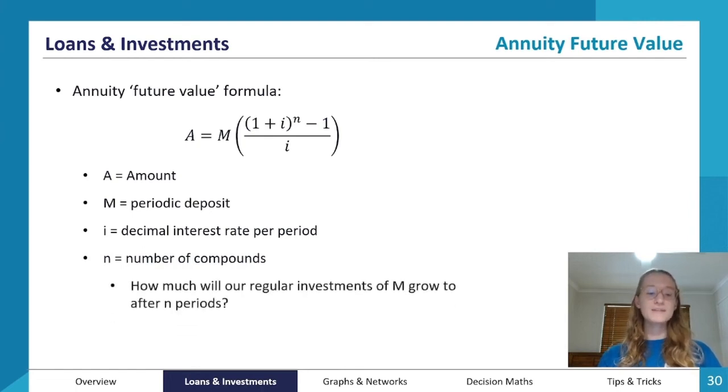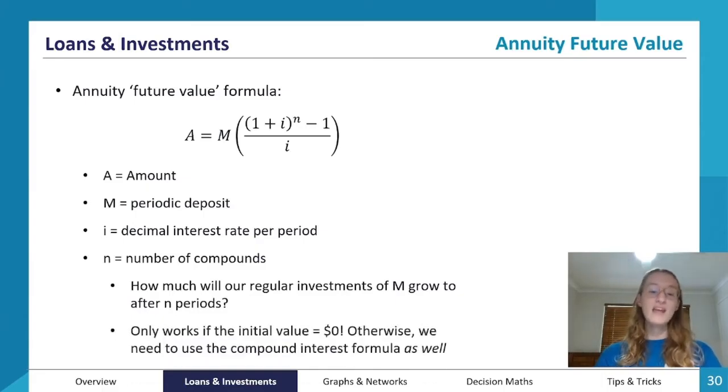N is the number of compounds. And then the annuities future value formula is asking the question: how much will our regular investments of M, how much we're periodically depositing, grow to after N time periods? So how much money, pretty much, what's our future value going to be of this annuity if we keep investing this amount of money over this amount of time? And the interesting thing to note is that this formula only works if the initial value is $0. Otherwise, we need to use the compound interest formula as well.